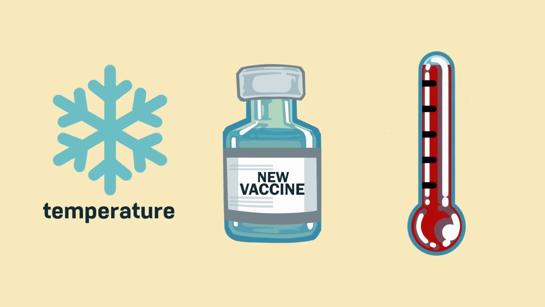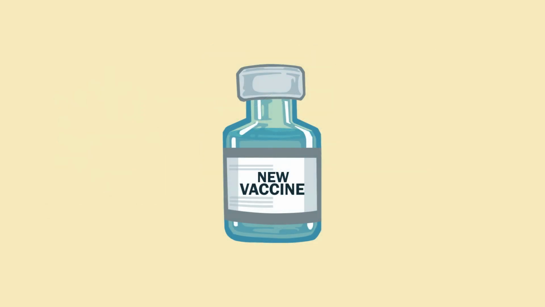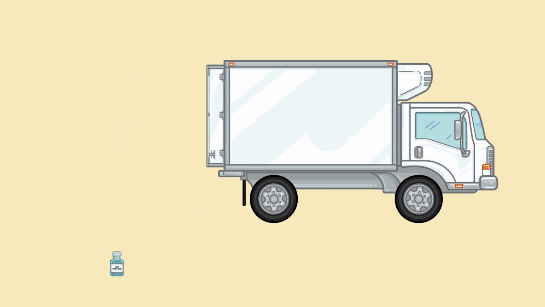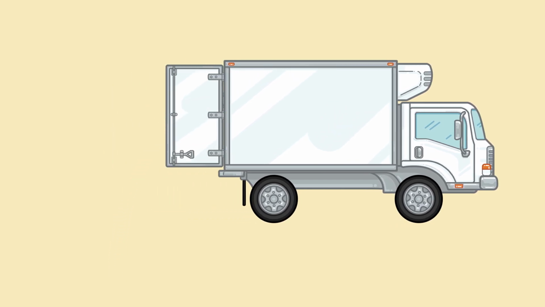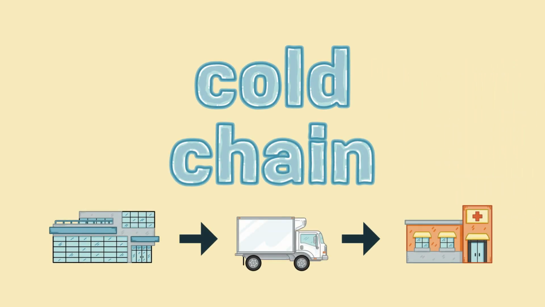Many vaccines must be kept cold in order for them to remain effective. Some vaccines need to remain refrigerated at a specific temperature, while others must be completely frozen. No matter what temperature the vaccine requires, they must remain at this temperature throughout their entire journey, from production until they reach their intended destination. This process is called a cold chain.